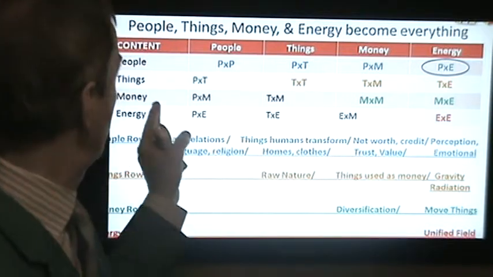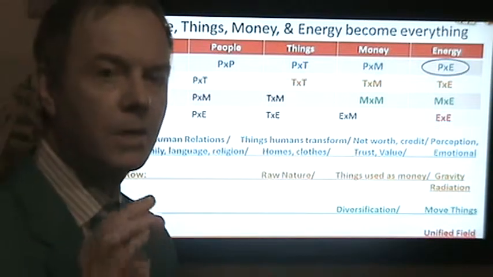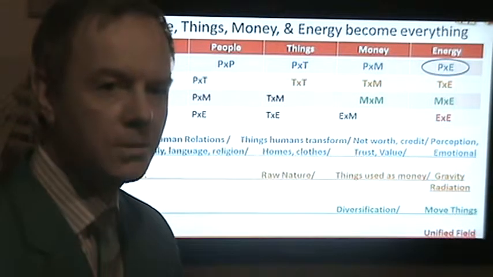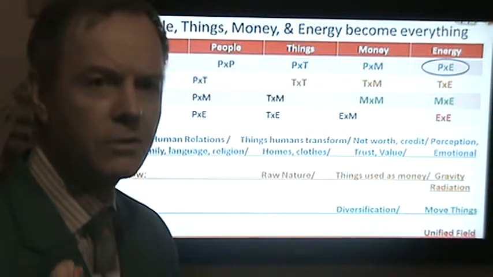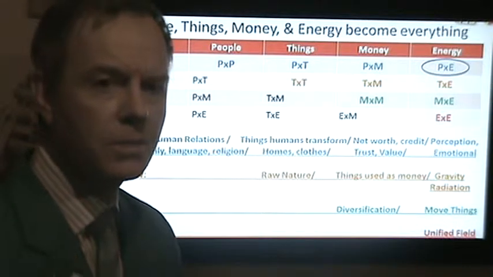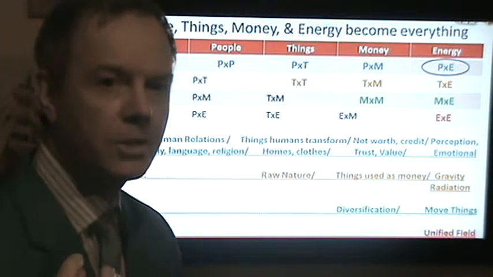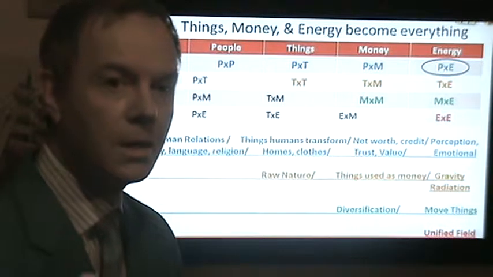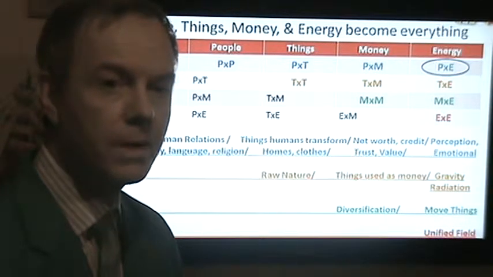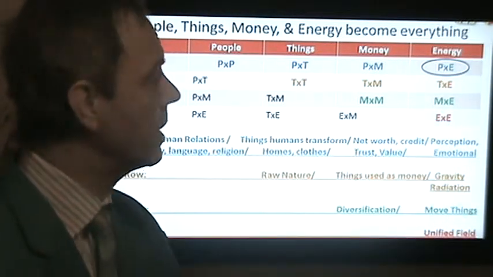If you want to be an expert on things, you'll understand about how people and things mix. You'll understand about the things themselves, the oceans, the cosmos, the elements. You'll understand about things that can be money, like gold and silver and paper and Bitcoin and bits. And you'll understand about things and energy.